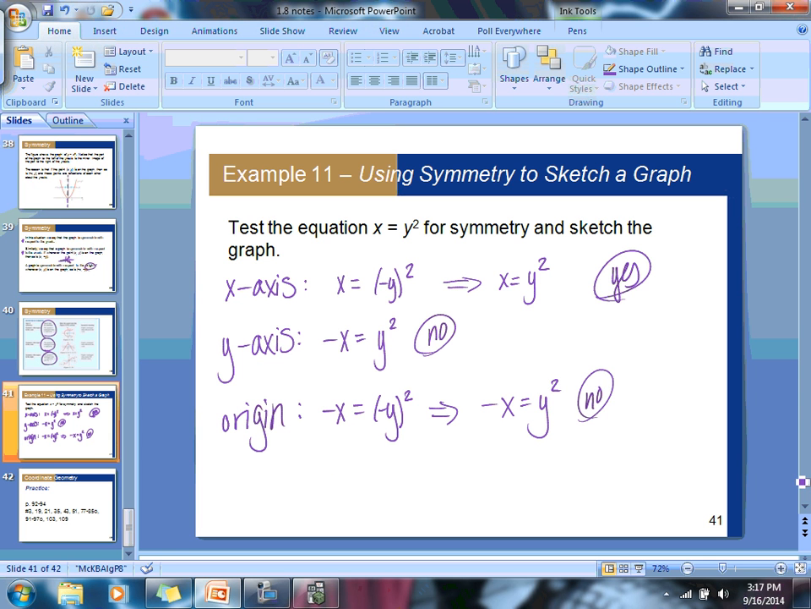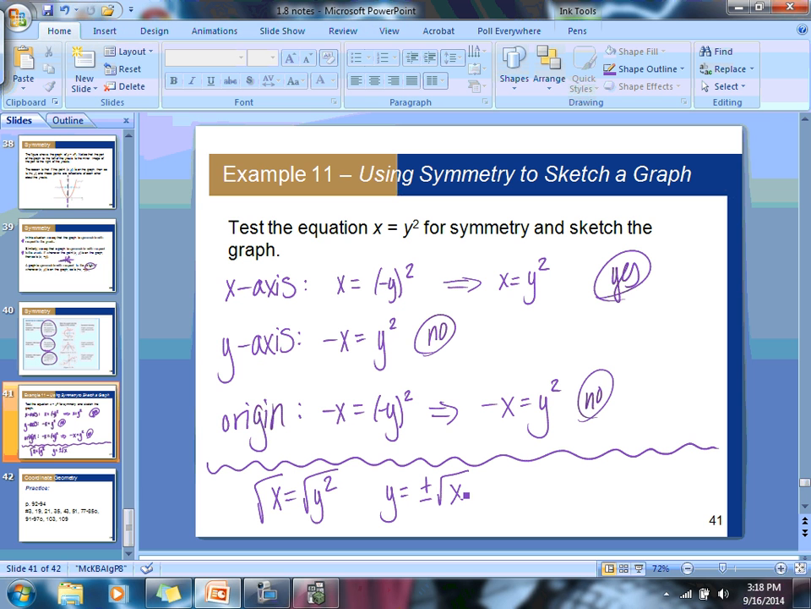Now the other way you can do this problem is you can actually solve for y and put it into your graphing calculator, and you can actually look at the picture. So if you solve this original equation for y, you'd have to take the square root of both sides, and you end up with y equals plus or minus square root of x. So that's what you have to substitute into your graphing calculator.